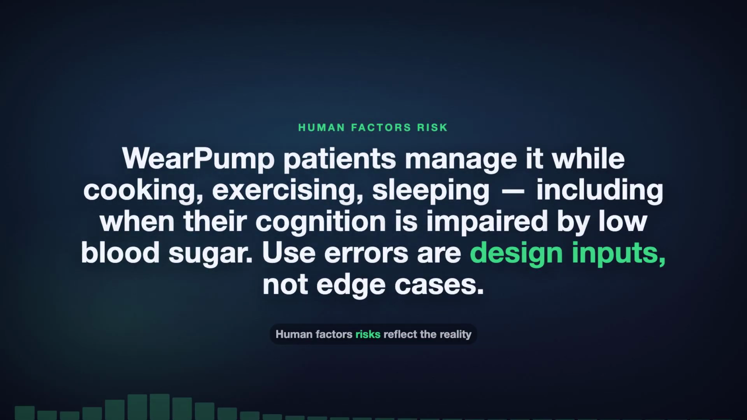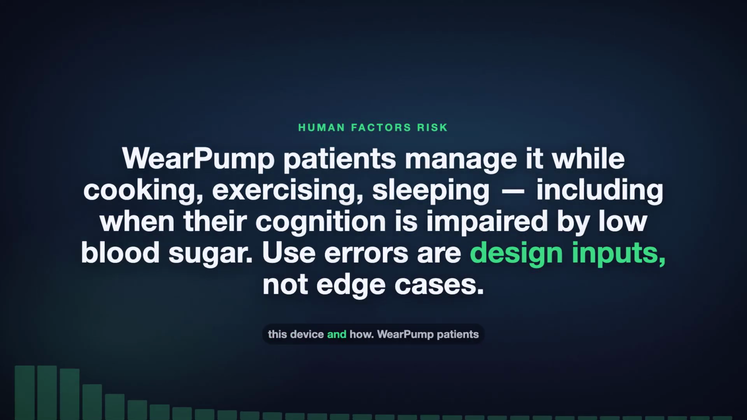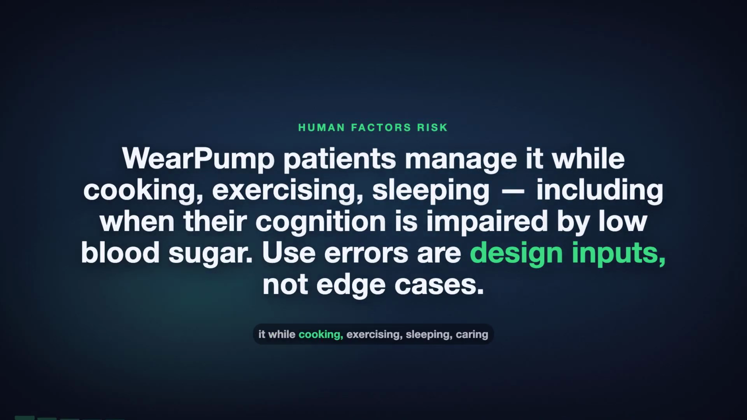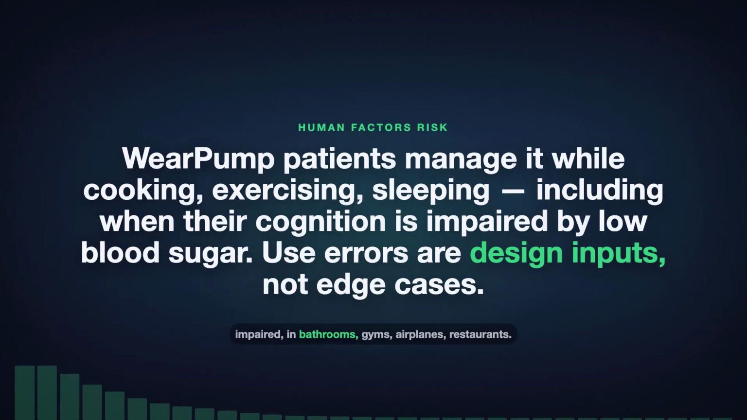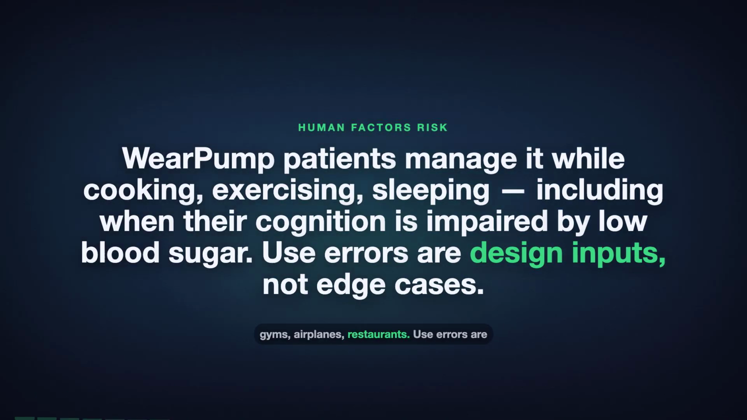Human factors risks reflect the reality of who uses this device and how. WearPump patients manage it while cooking, exercising, sleeping, and caring for children. They manage it when their blood sugar is low and their condition is impaired, in bathrooms, gyms, airplanes, restaurants.